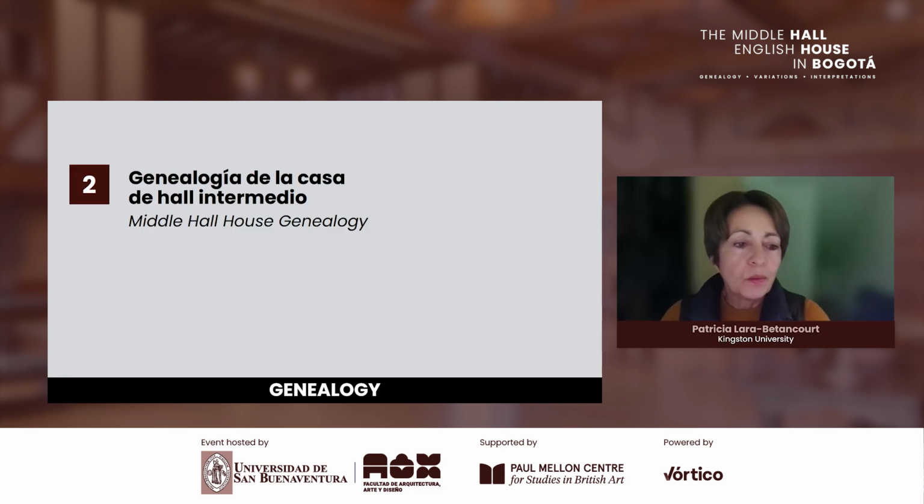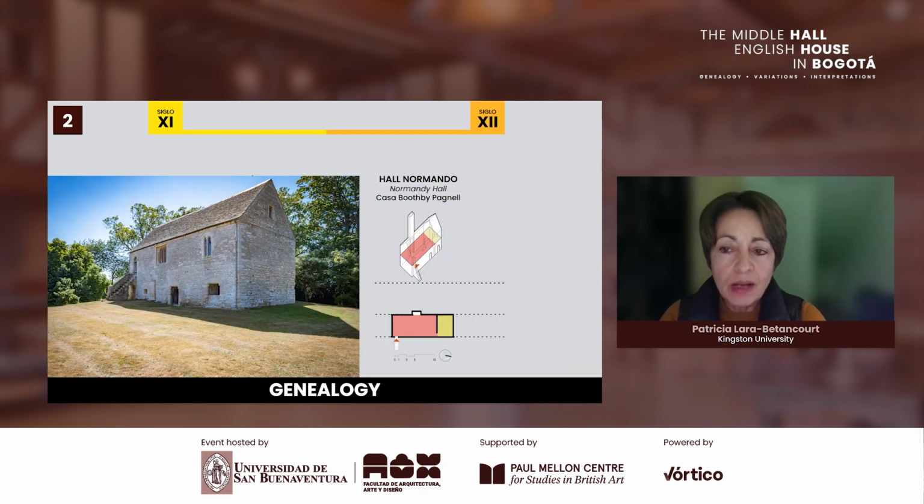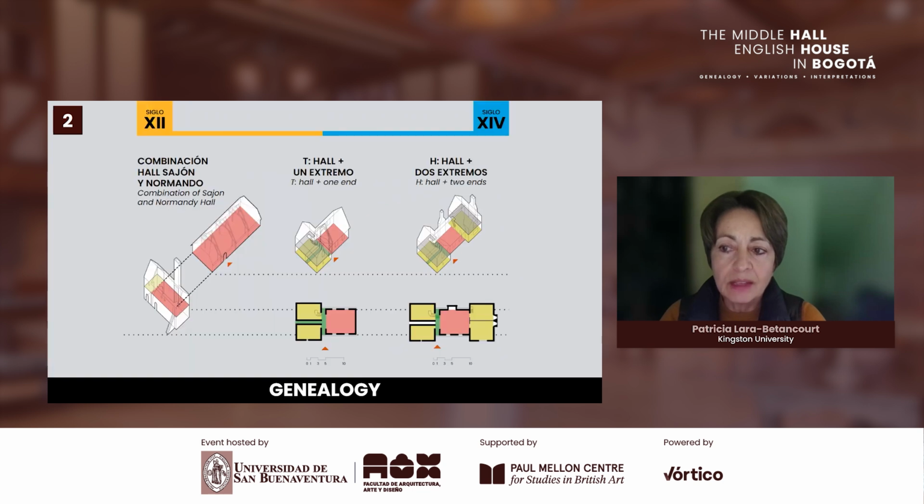Genealogy of the Middle Hall House. Throughout the history of the English house, and particularly between the 14th and 19th centuries, it is possible to identify the presence of a spatial structure that consists of three parts and a middle hall. The house schemes seen here show how the English house grew from its origin as a unitary building with a single hall in the 11th century. The Saxon house plan and the combined model of the Saxon and Norman houses illustrate this.